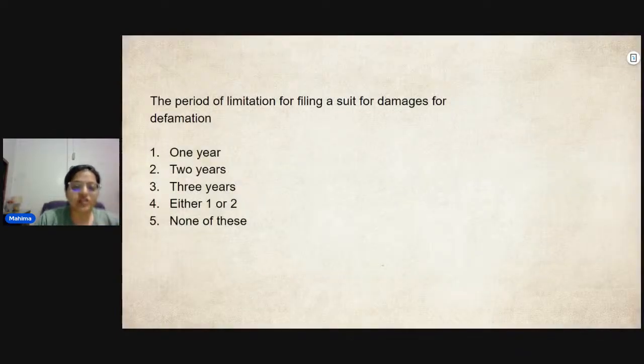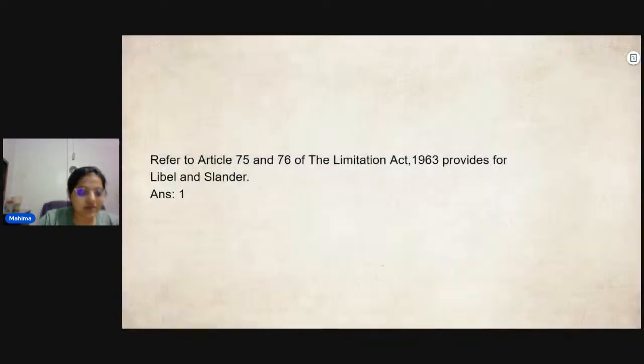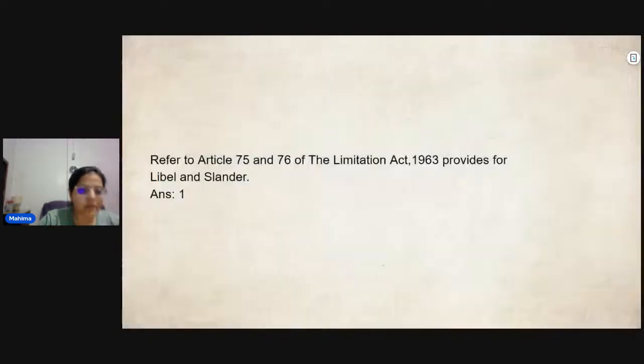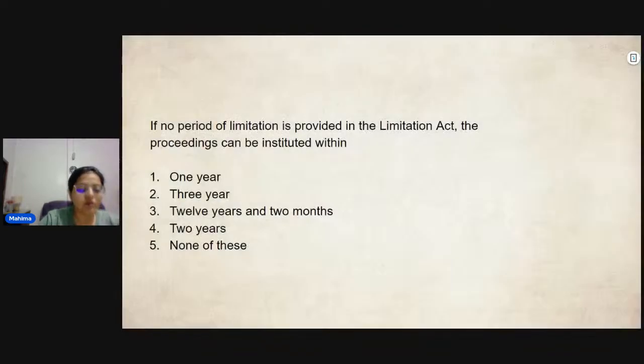The period of limitation for filing a suit for damages for defamation is 1 year, 2 years, 3 years, either one or two, none of the above. In case of criminal, it is 3 years. Correct, Pritika? Abhi hua your question. Yes, it is one. Article 75 and 76 are the relevant articles for libel and slander. वही दोनों के लिए 1 year है. Of Schedule 1 of the Limitation Act.